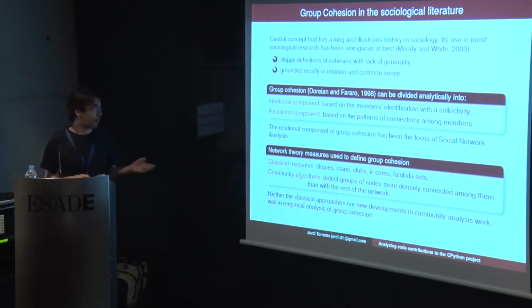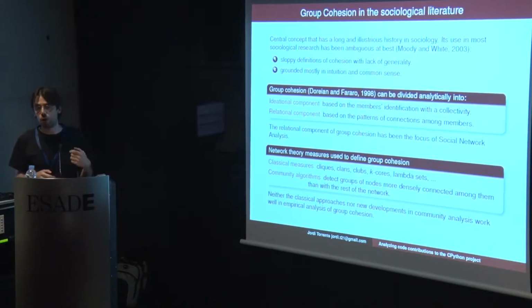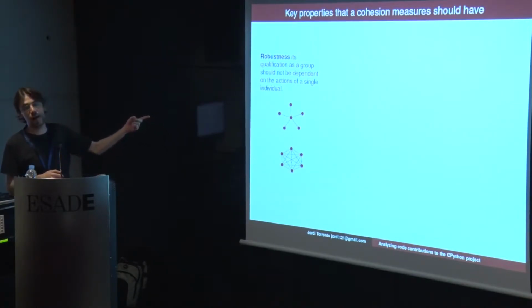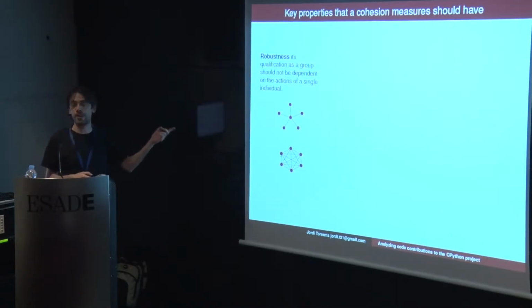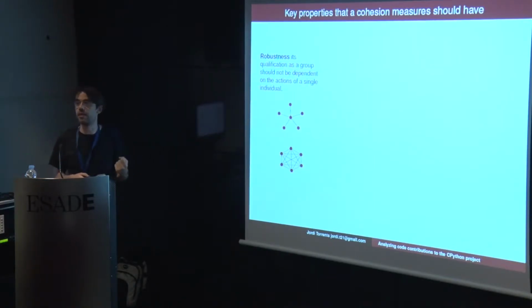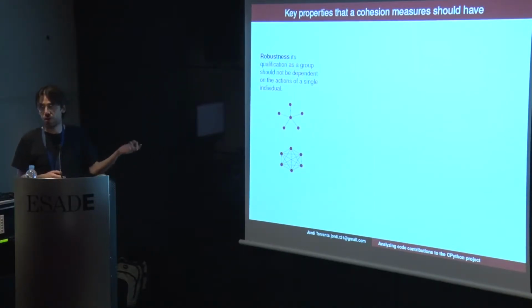detection algorithms. The problem with most of these approaches is that they don't capture what most sociologists refer to as a cohesive group. Because a cohesive group should have mainly three characteristics. The first one is that it should be robust. So that group should not depend on the actions of only one individual. If you look at this star graph, you can think of this as a group with a charismatic leader. So it can be that this group, if you only remove the charismatic leader, dissolves. So this is not a robust and cohesive group.